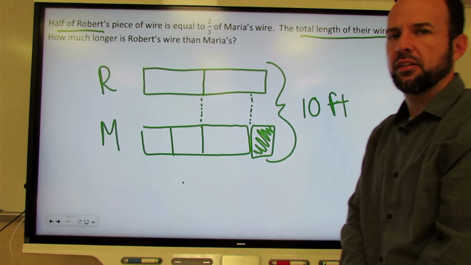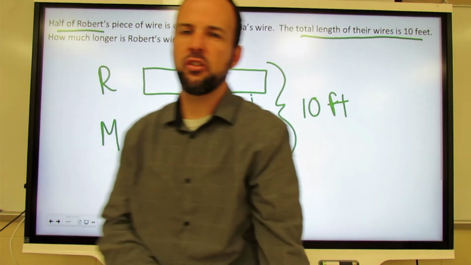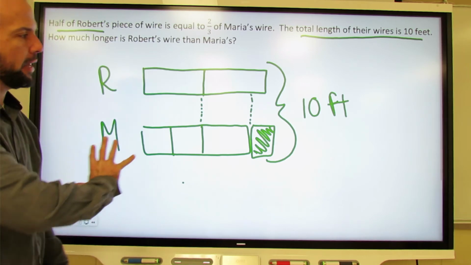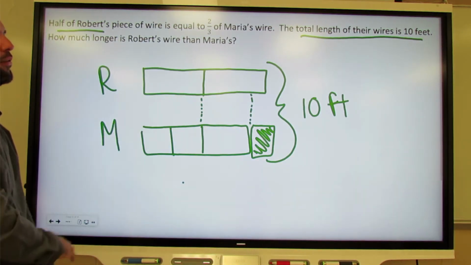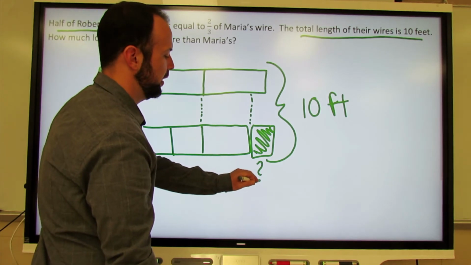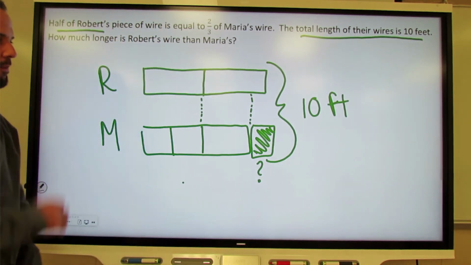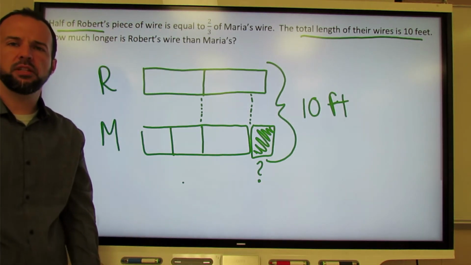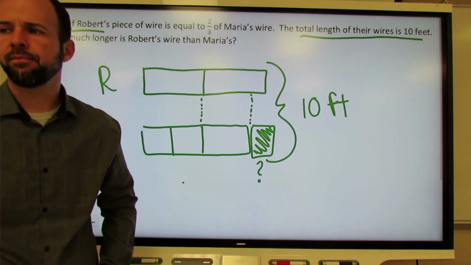Goodness gracious, we got a lot of stuff going on here, right? All right, I want you guys to just think about this diagram that we have mapped out here. How can we use this to help us figure out this missing length right here? Take a second, pause the video if you need to, then we'll come back and we'll discuss it.